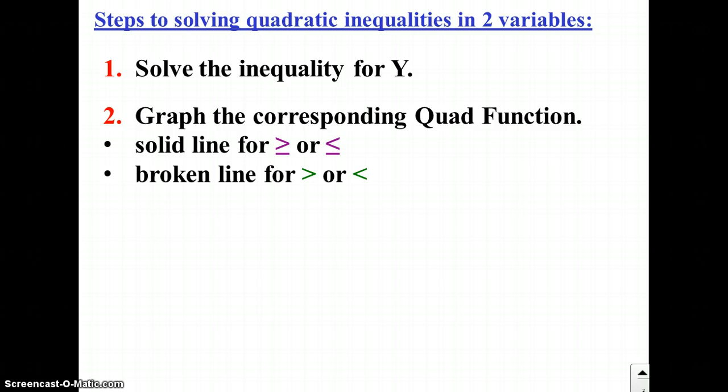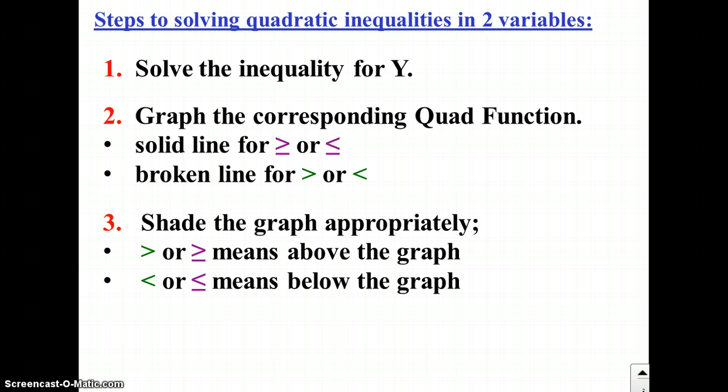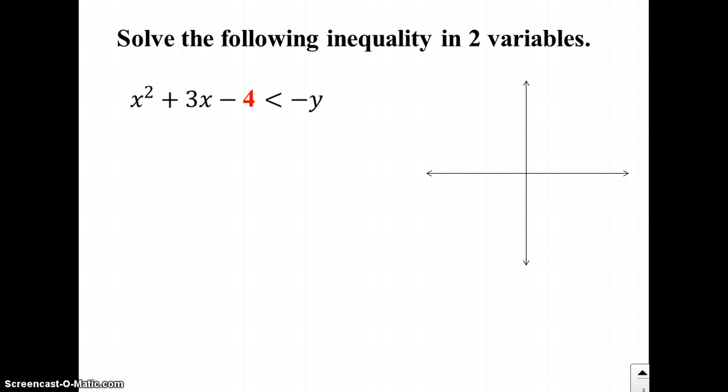We're going to have a solid line or curve if we're talking about greater than or equal to or less than or equal to, just like we did for linear functions. And it's going to be a broken line or a broken curve if it's just greater than or just less than. And we're going to shade the graph appropriately. If it's greater than or equal to, we're going to shade above the line or the curve. And if it's less than or equal to, we're going to shade below the line or the curve.